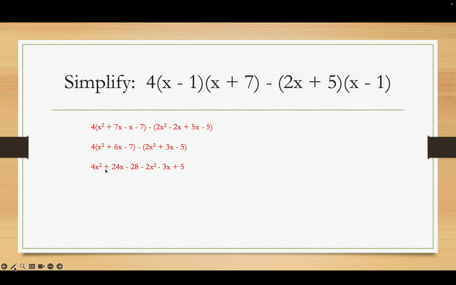Distributing the 4, 4x squared plus 24x minus 28, and now distributing the negative to all three terms, negative 2x squared minus 3x plus 5. Combining like terms, 2x squared plus 21x minus 23.